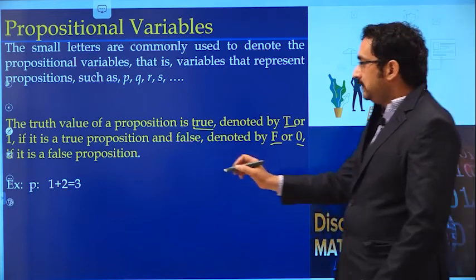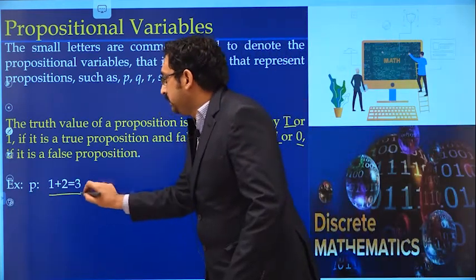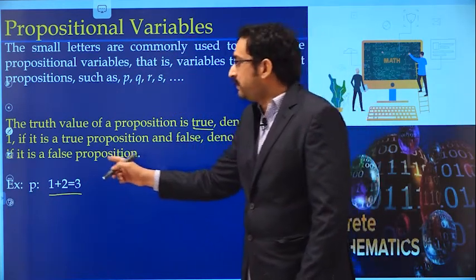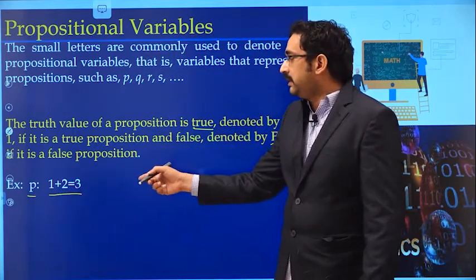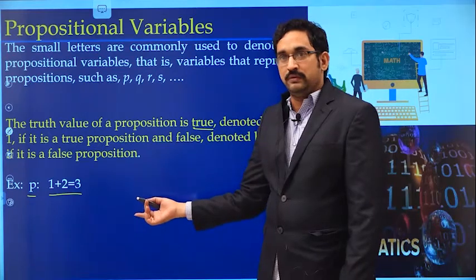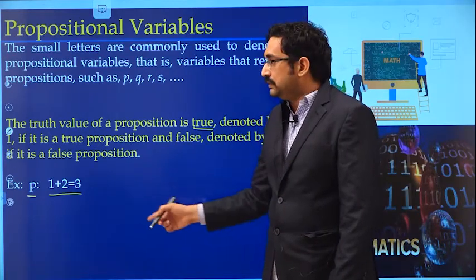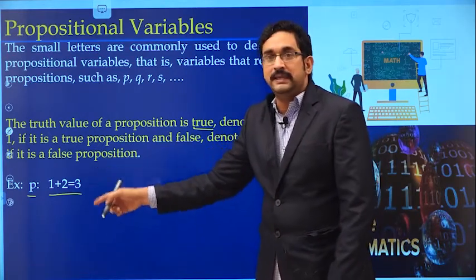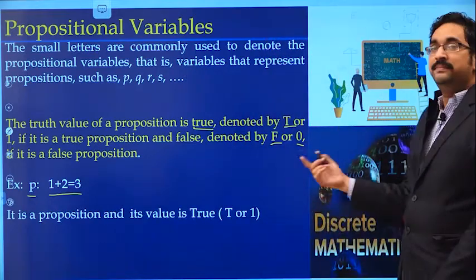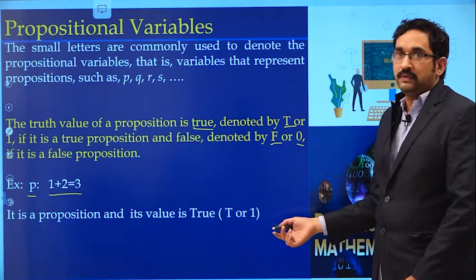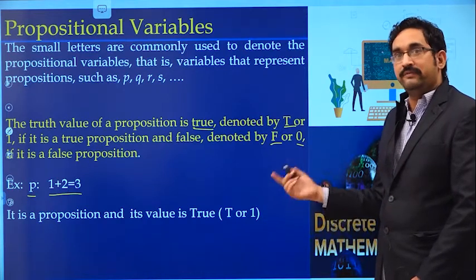Consider one example, 1 plus 2 equal to 3. This is a proposition. This proposition is represented by the variable p. We know that 1 plus 2 equal to 3 is true. Hence, the truth value of the proposition p is true, or in some books it is represented as 1. Either true, T or 1.